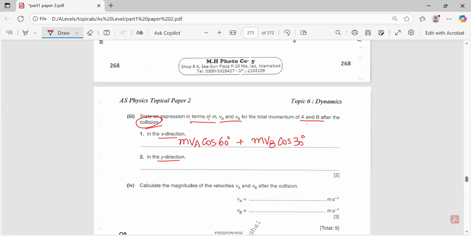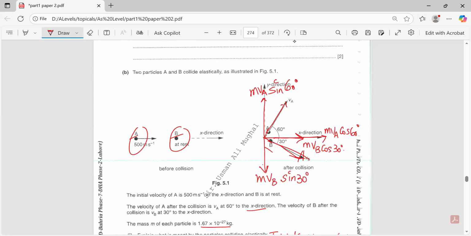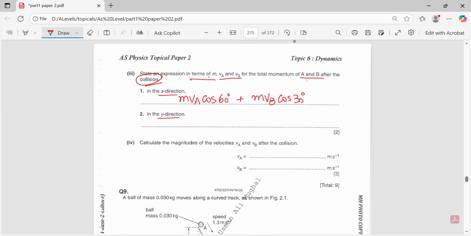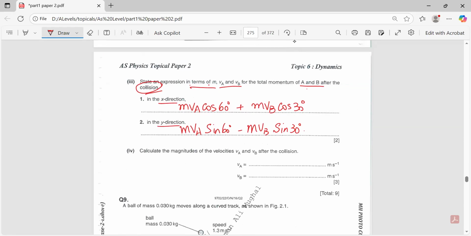Is this fine? Next is the y direction. How are you going to write it down in the y direction? One of the momenta is upward, the other momentum is downward. So you will write m vA sine of 60 minus m vB sine of 30 degrees. So this is how we are going to use it for the y-axis direction.